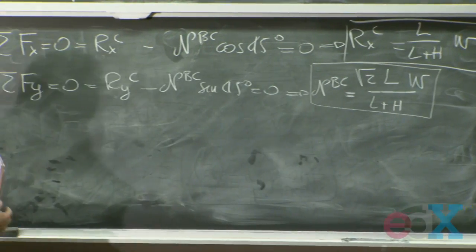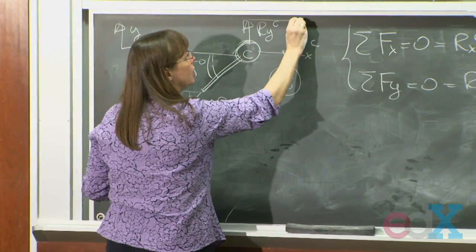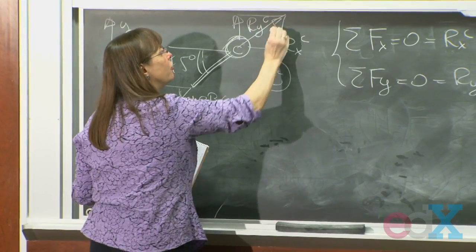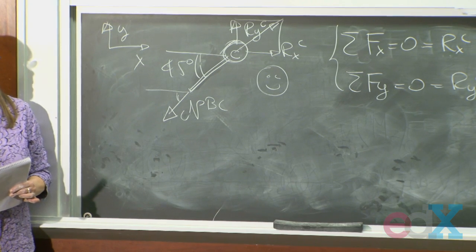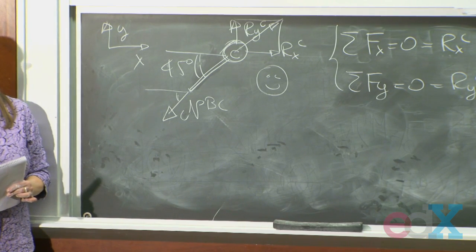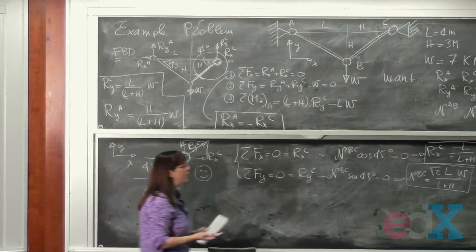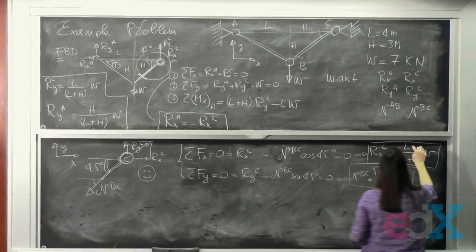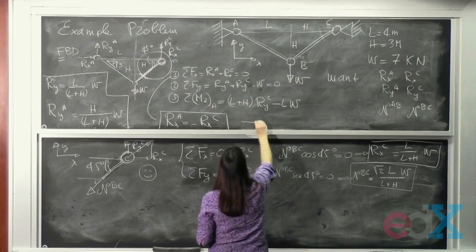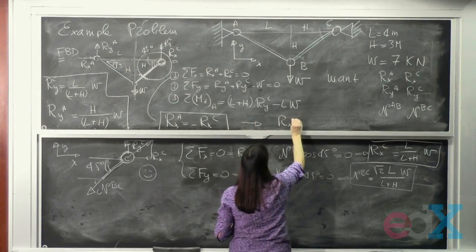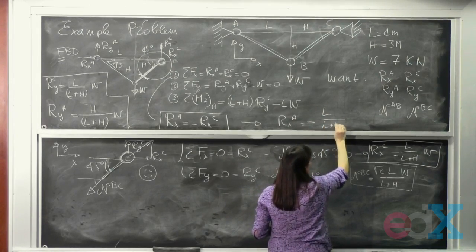So what this tells you, if you think about it, is that Rxc and Ryc must be equal, so that they give me a force at 45 degrees that can balance NBC. Makes sense physically, right? So that the pin is in equilibrium. Now I got everything, because Rxa is minus Rxc, so Rxa is equal to minus L divided by L plus H, times W.